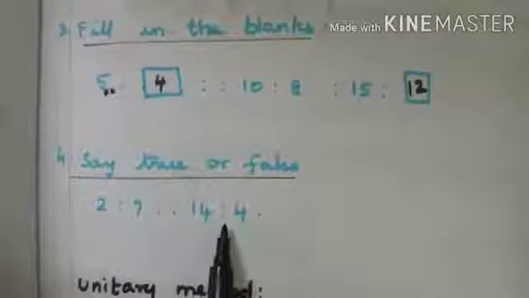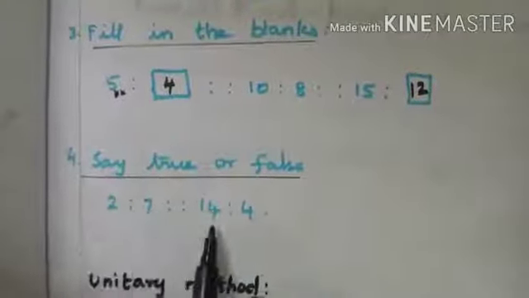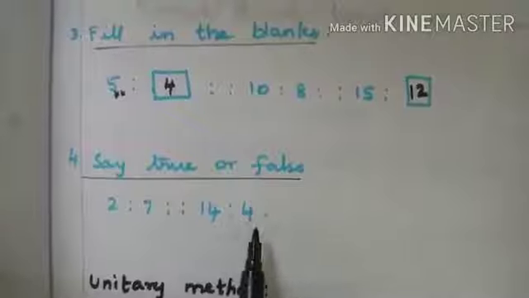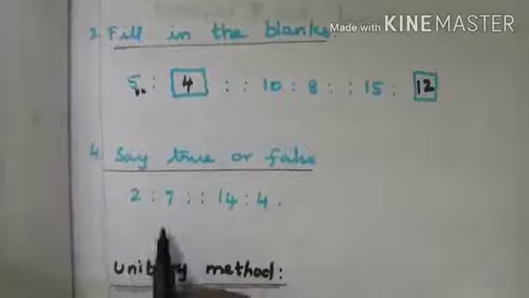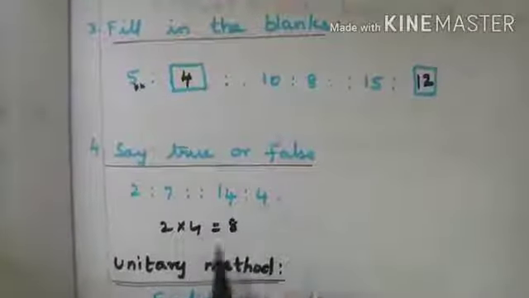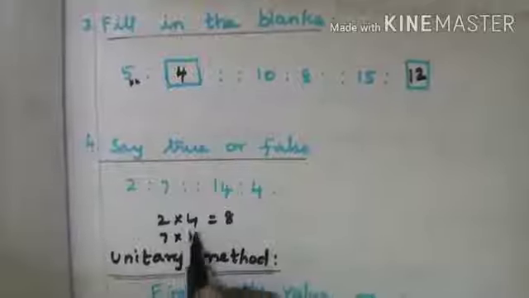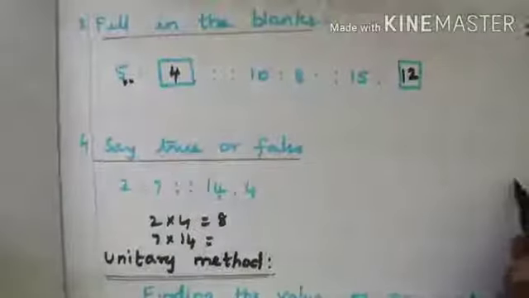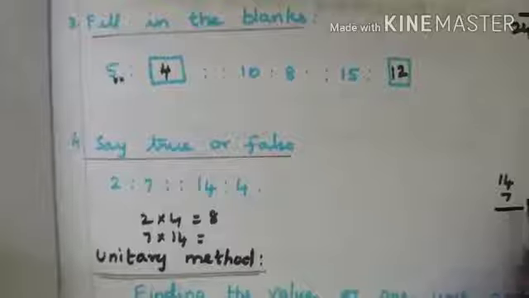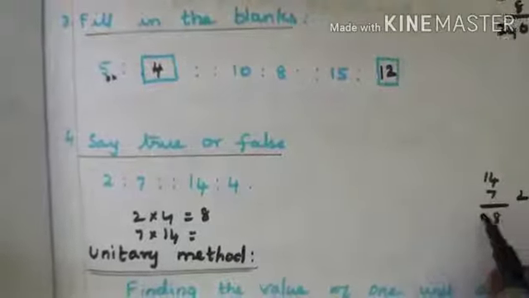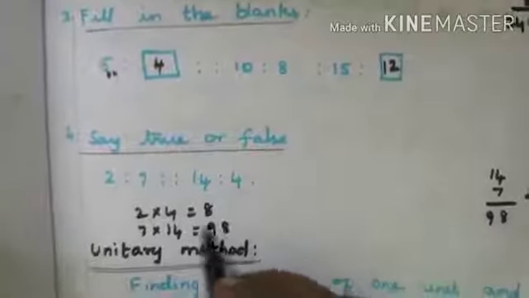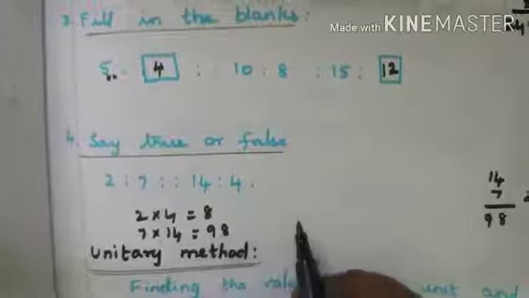The next question, say true or false. 2 is to 7 is to 14 is to 4. Here, 2 4s are 8. And 7 into 14, 7 4s are 28, 2 left over, 1 7 is 7, 8, 9. Therefore 98. So they are not equal, they are not in proportion.